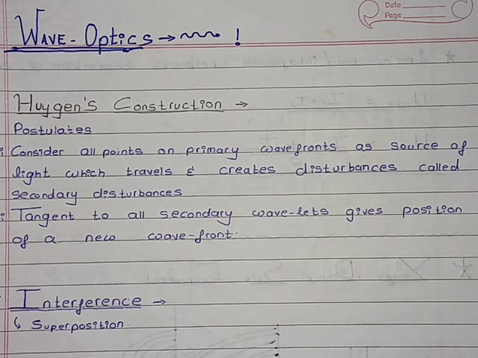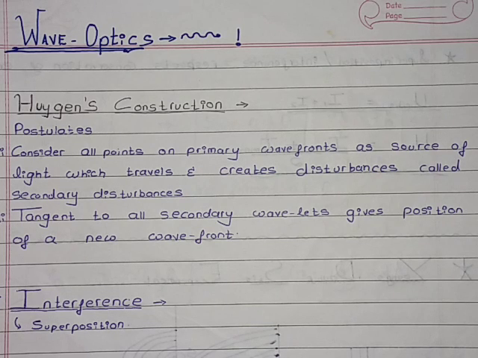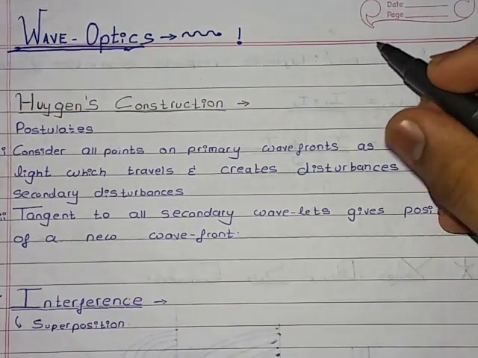Let's see Huygens principle. First of all, this video is basic for basic wave optics. So Huygens principle says that all points on primary wavefronts are sources of light which travel and create disturbances called secondary disturbances, and the tangent to all of those gives us the position of the new wavefront. Let me tell you how the light works.